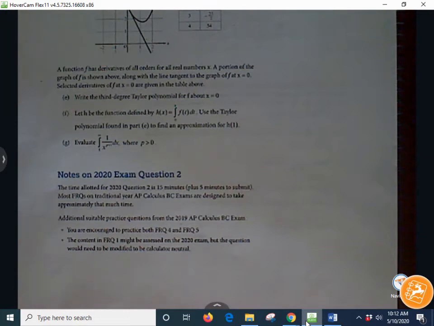Since it's 15 minutes, which is what we usually use for the standard FRQs that we've been practicing on, they encouraged us to practice FRQ number 4 and 5 from the 2019 exam. They also said to review FRQ number 1. So it looks like question number 2 is going to be very similar to past FRQ type problems. I will be making a video for number 4 and 5 of 2019. All right, so now let's get started with question number 1.